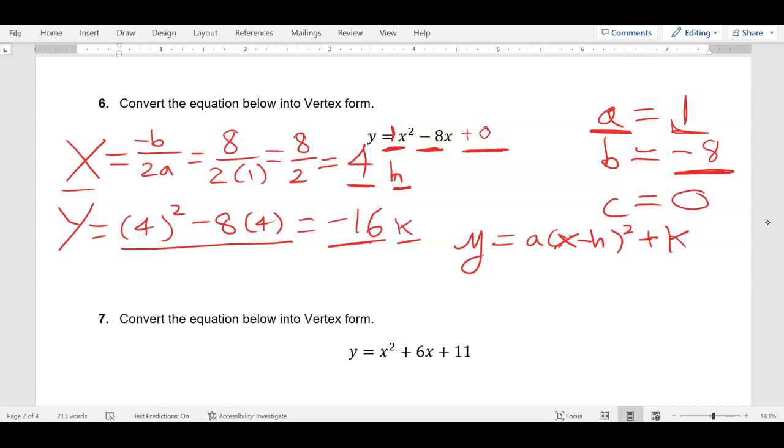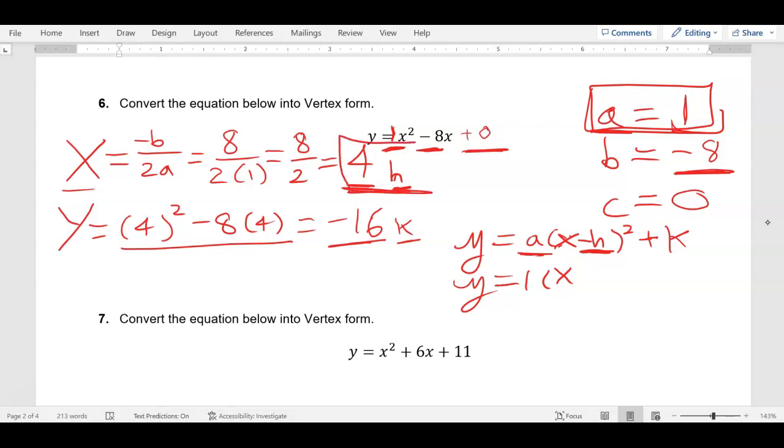Okay, so what is my a value? 1. So y equals 1. Okay, x. Now, minus h is the opposite of h, right? Inside is a lie. So what's the lie? If h is positive 4, it's going to be a minus 4 squared. And then plus k, my k value here is negative 16, so minus 16. Okay, so that's it.